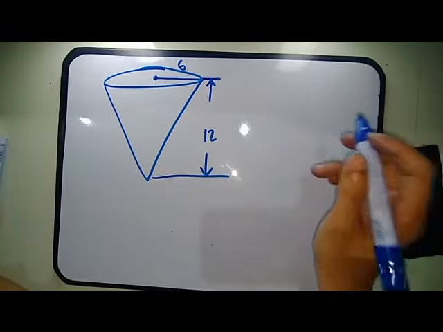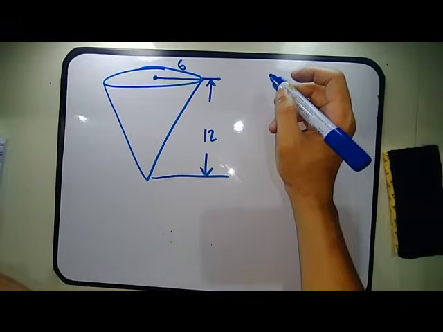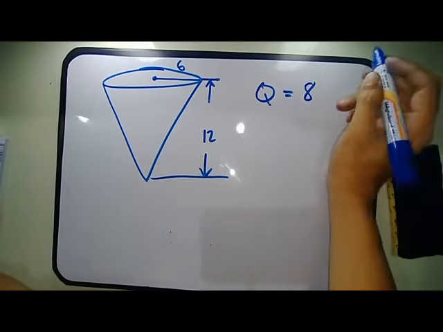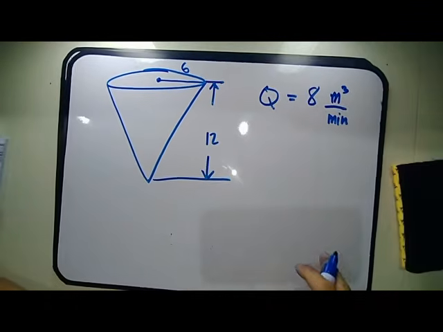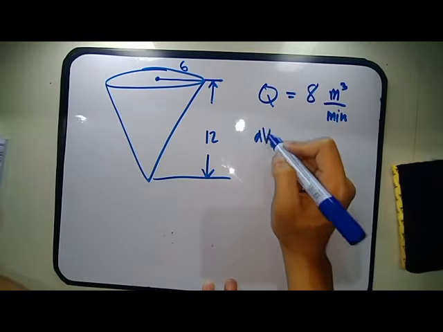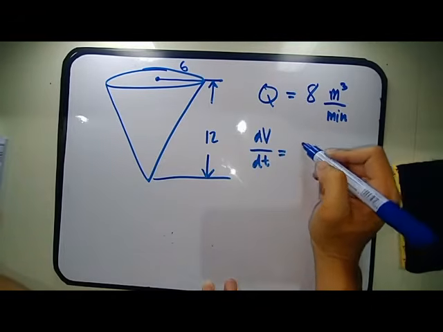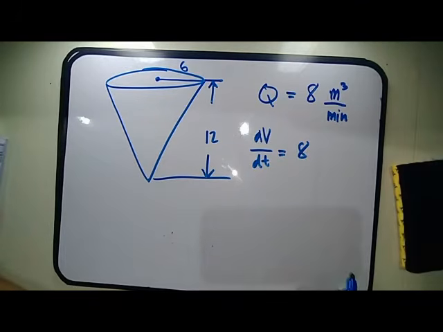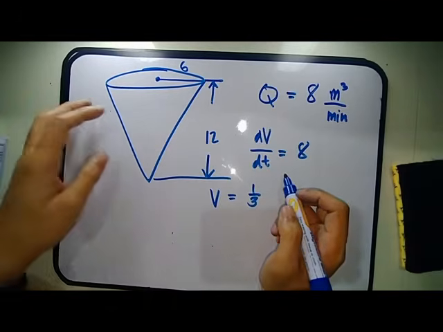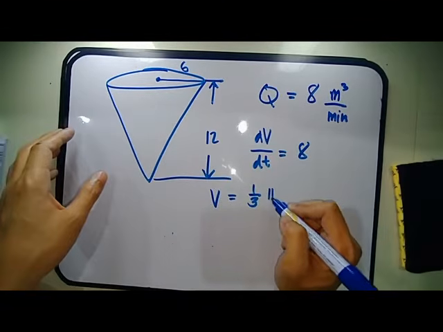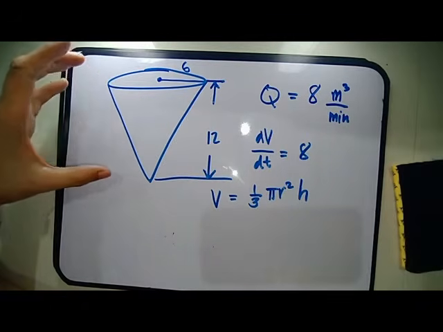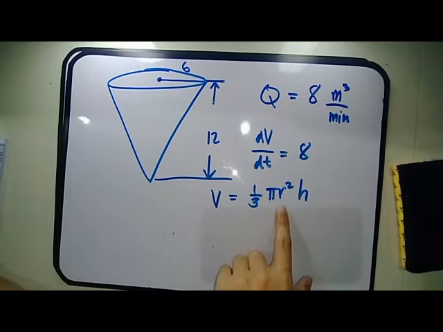We are given the volume flow rate, which is 8 cubic meters per minute. Now, your Q, or volume flow rate, can be expressed as the differential of volume with respect to time. So that is 8. Now, the volume of the cone is given by 1/3 the area of the base, so that is pi r squared times the height. Based on these conditions, now we can find the relationship between r and h.